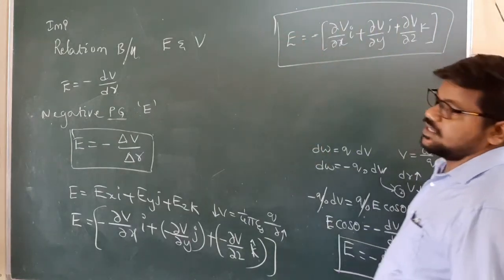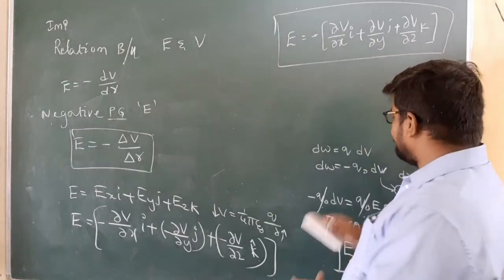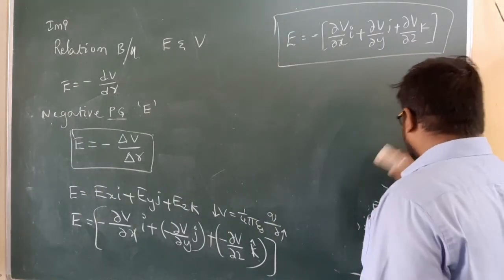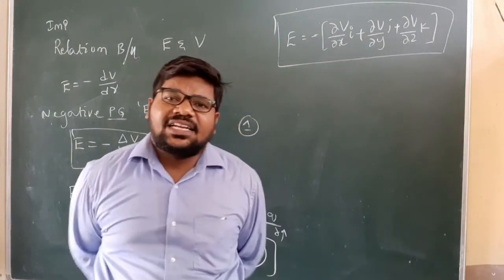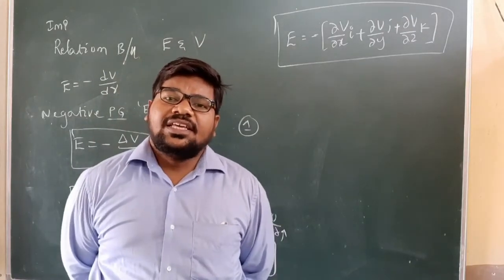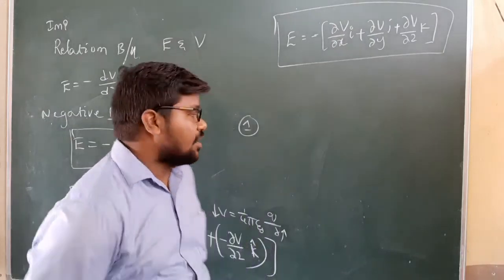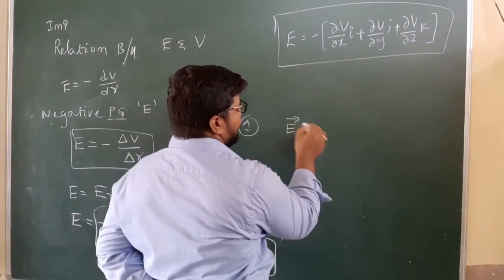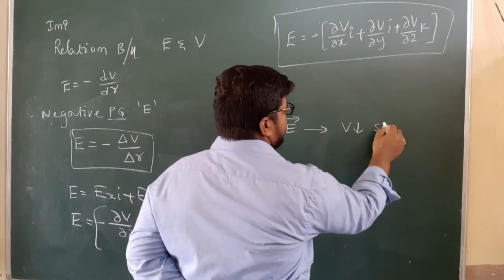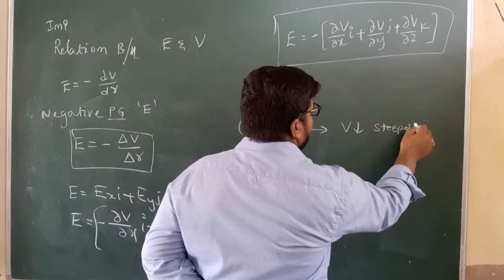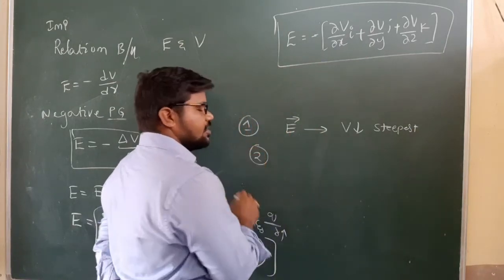Very, very important, my children. From this I will give two points. First, the direction of the electric field: in the direction of the electric field, V decreases, steepest. That means as R value increases, V value decreases. So this is the first point.